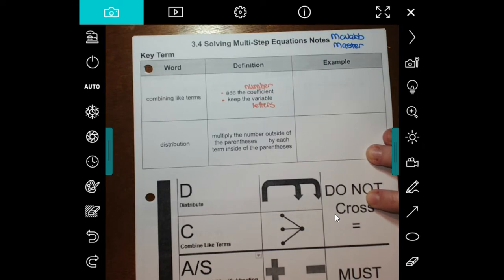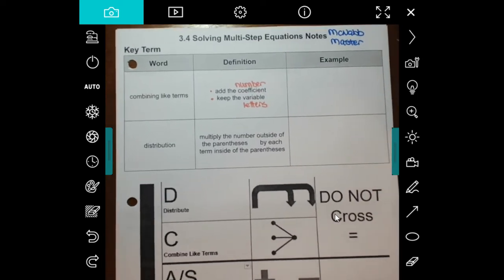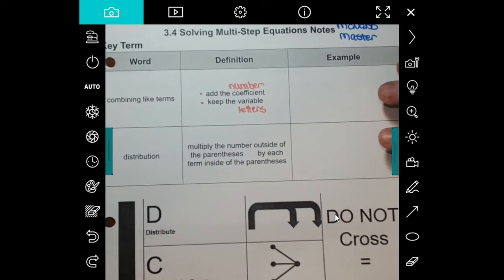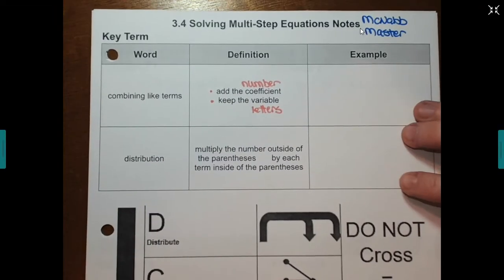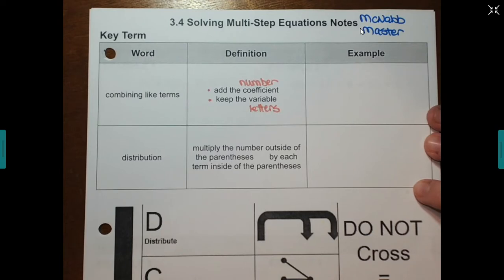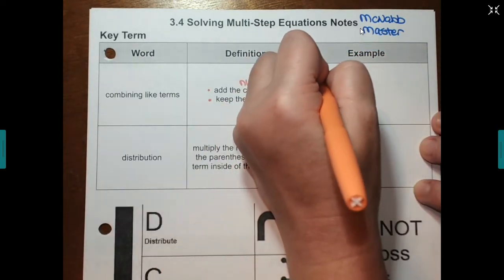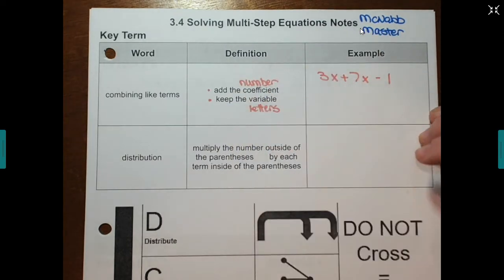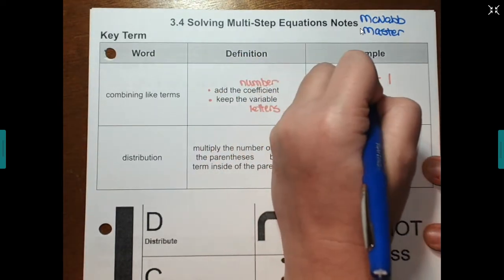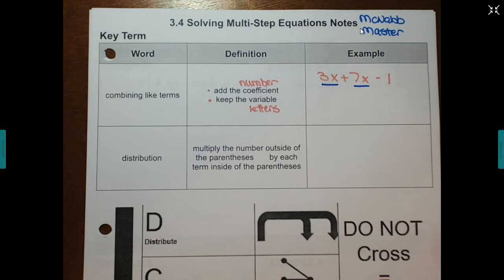So if we were to look at the example of, let me go ahead and zoom in here a little bit more for you. Let's look at 3x plus 7x minus 1. 3x plus 7x minus 1. I'm going to underline the 3x and the 7x in a certain color. I'm going to underline my negative 1 or my minus 1 in a different color.